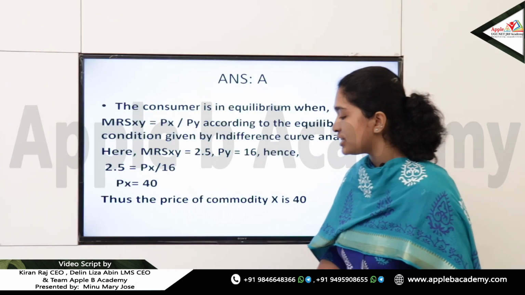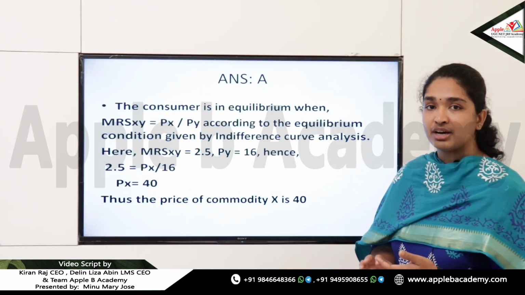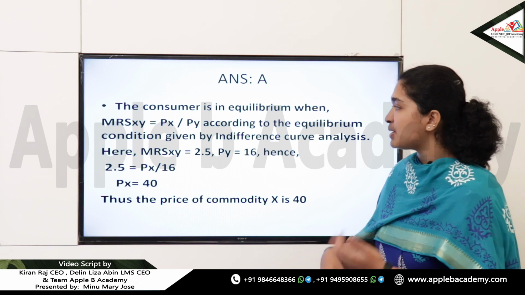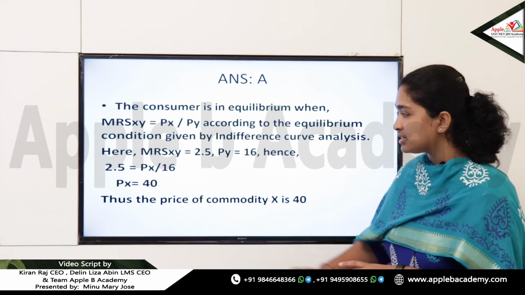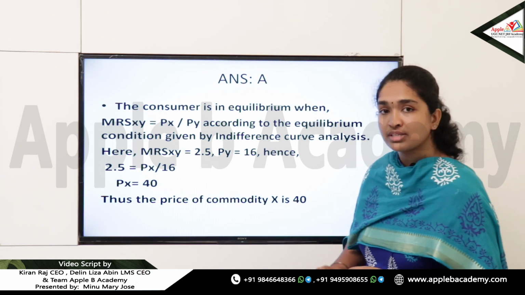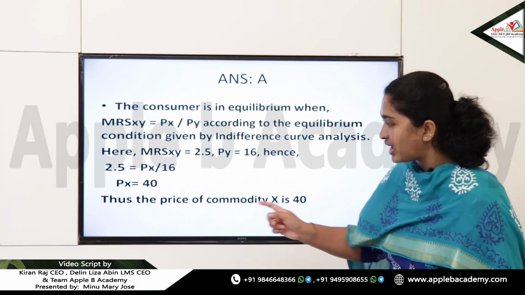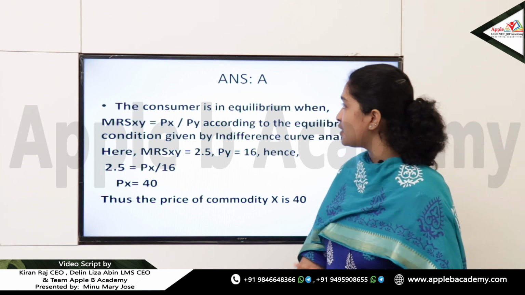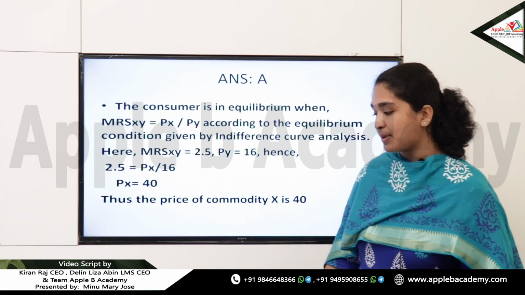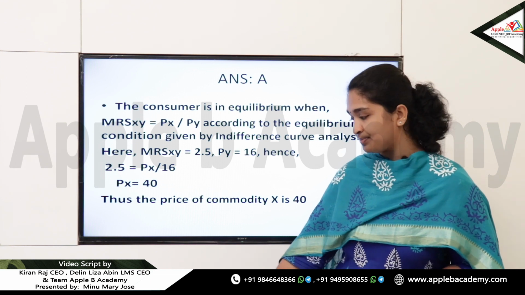All we have to do is find the equilibrium condition, substitute the values which are given, and find the value of the unknown variable. The value to be found was the price of commodity X. So we have found it as Px is equal to 40. Therefore the answer for this question is option A. Price of the commodity X is equal to 40.